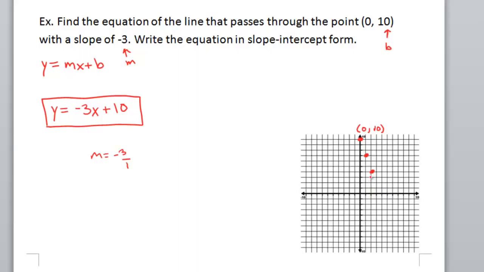This point has coordinates (2, 4). And this point has coordinates (1, 7). And we'll draw a line through the points. I'll try to make it as straight as I can. And there's our line.